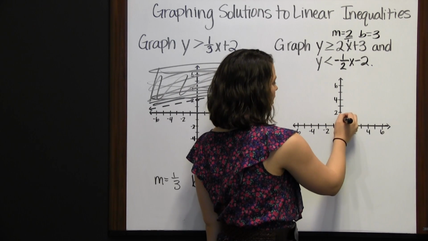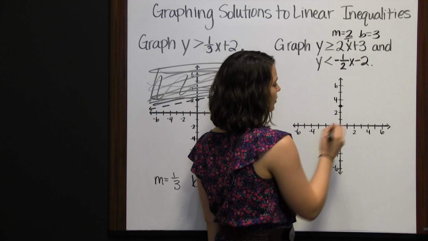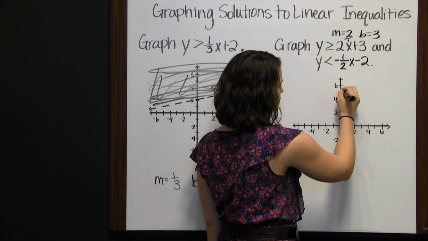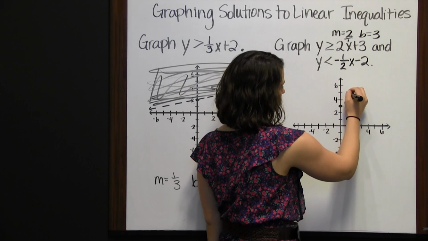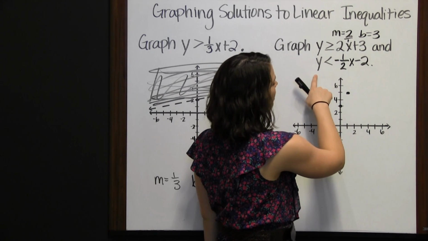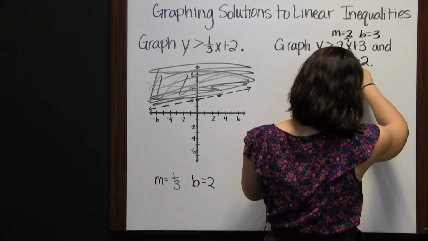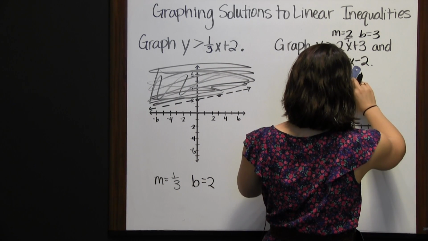So we start with 3, up 1, 2, 3. And then we use our slope, rise 2, run 1. Now we can draw our solid line through these points because again it's a greater than or equal to.